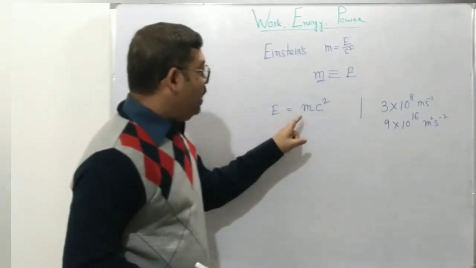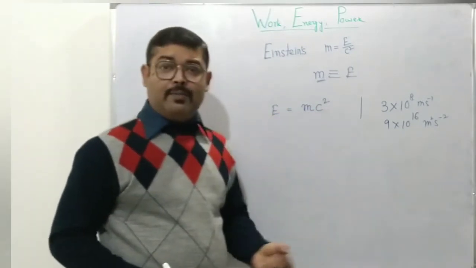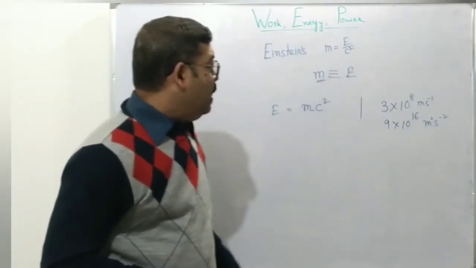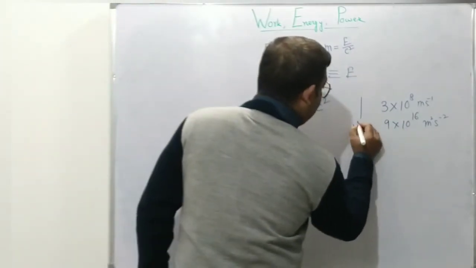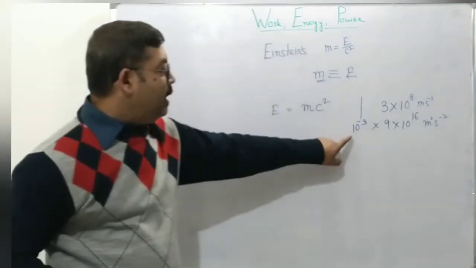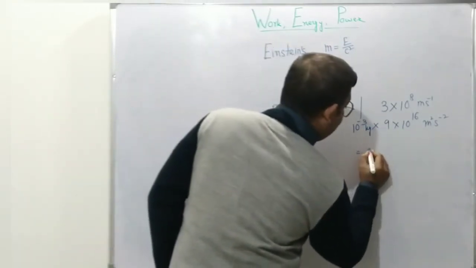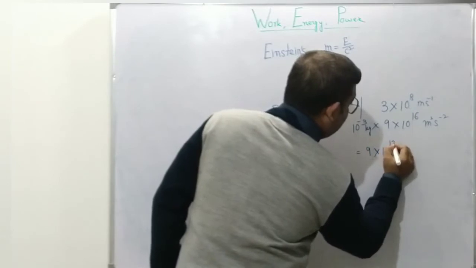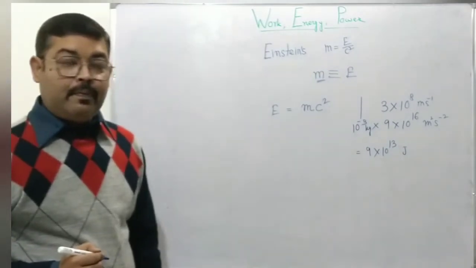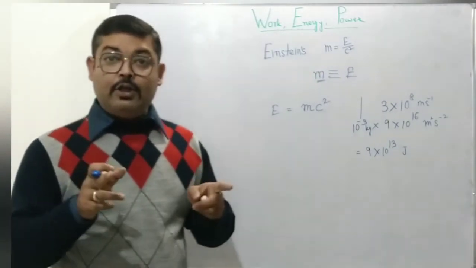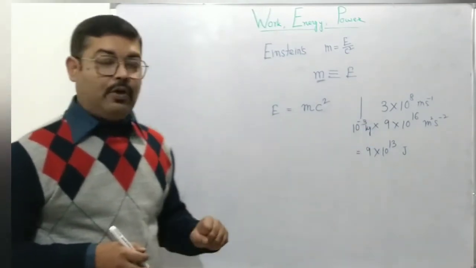Okay, so even a very, very small amount of mass contains a very, very huge amount of energy. For example, 1 milligram, that is 10 to the power minus 6 kg of mass, will contain how much energy? It will be 9 into 10 to the power 10 joule of energy. That is 9, then zeros after that, joule of energy, which is a huge amount of energy contained in it.